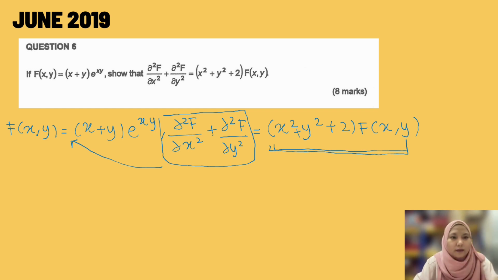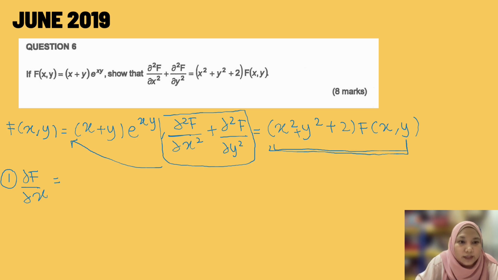Okay, so what we need to do first, because we need the second order derivatives, d squared f over dx squared and also d squared f over dy squared, is to find the first derivative first. So we have df over dx first. Look at the function here.